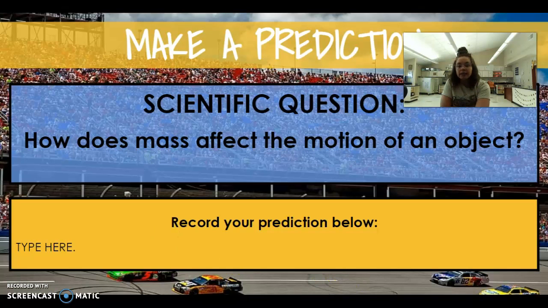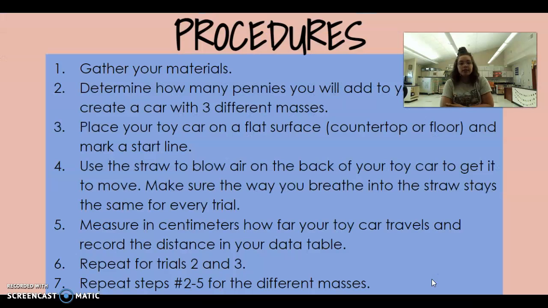Before you actually get started, I want you to make a prediction. So again, our guiding scientific question is, how does mass affect the motion of an object? And what I want you to do is record your prediction below in this yellow box. Our procedures: after you've gathered those materials, you need to decide how many pennies you will add to your car each time. So what will your 3 different masses be?